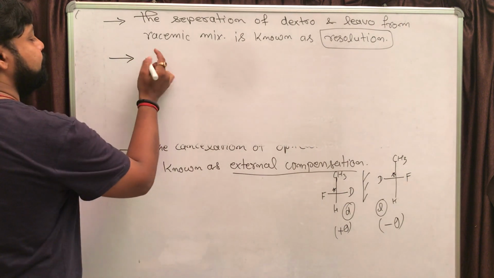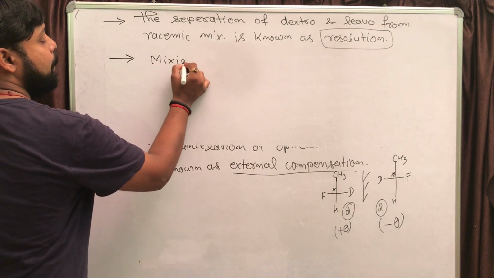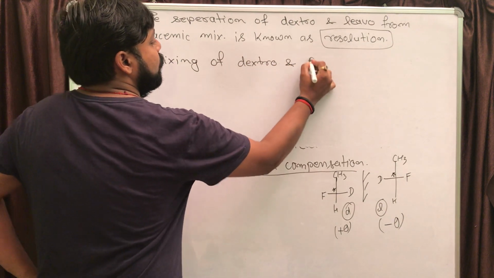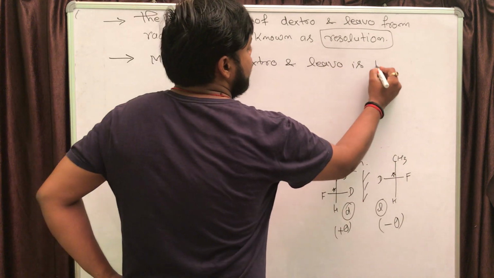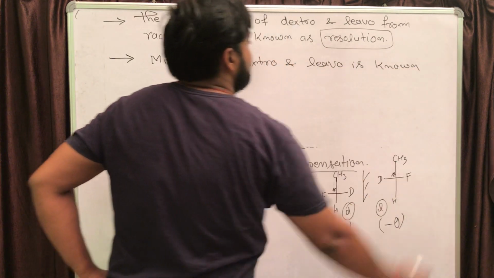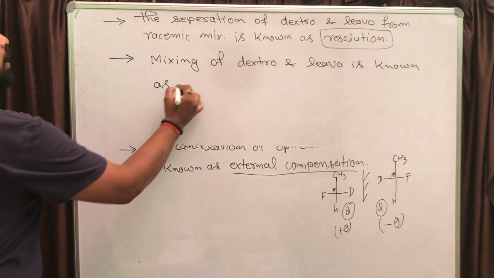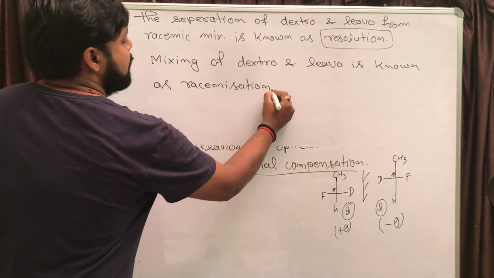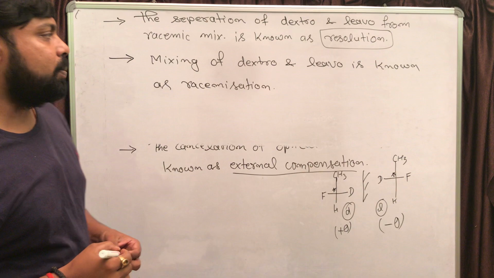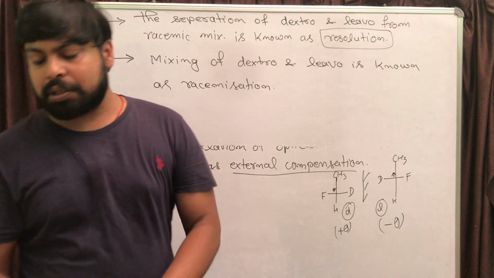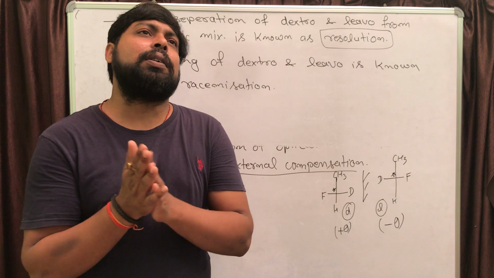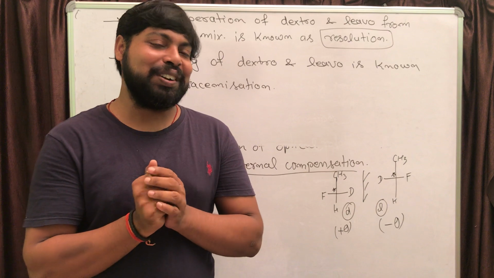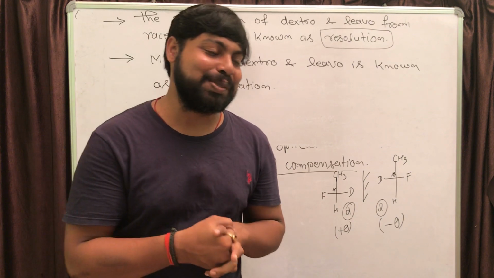Mixing of dextro and levo is known as racemization. These are some important points about racemic mixture. You should remember that. Next, we are left with the discussion of meso compounds and the calculation of the number of optical isomers. Only these two portions are left in optical isomers.